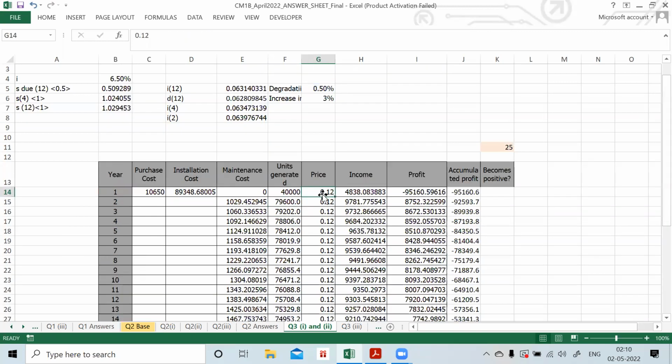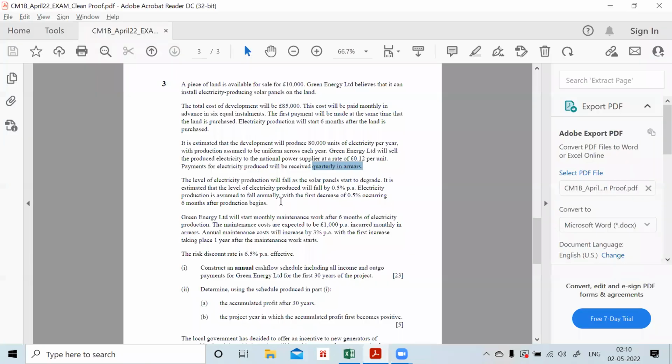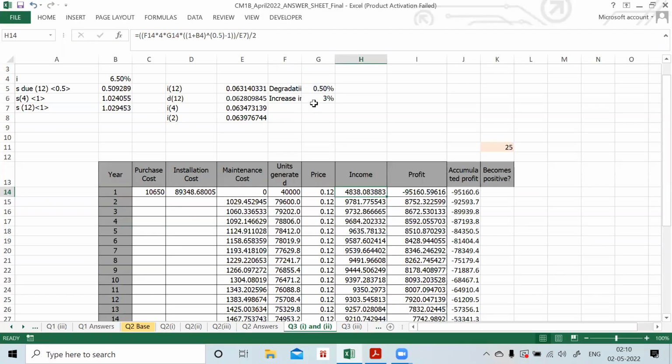Now we have the price fixed at 0.12. Now for green energy, they've said the level of this is there. So now income, what will be the income? If we see, 40,000 is what we have received in the first year, into, since it's received quarterly in arrears, we'll multiply it by 4, into G14, which is nothing but the price we have.